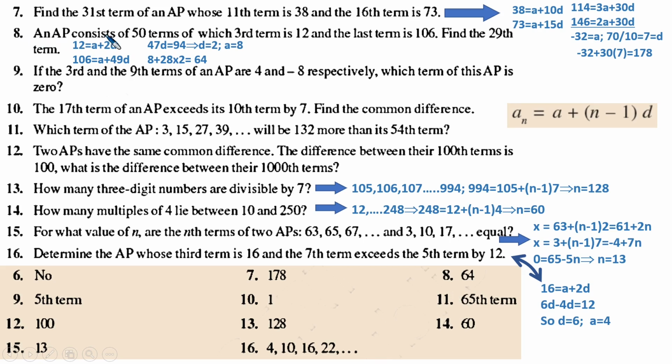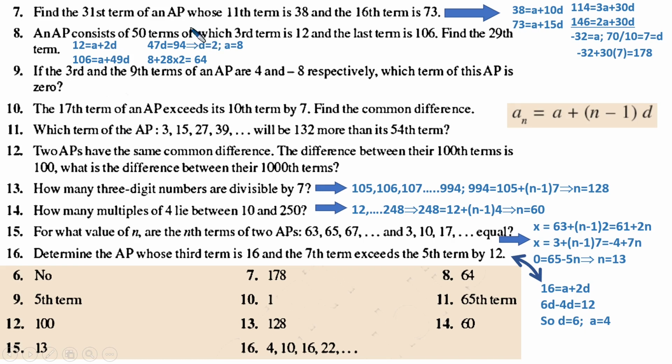Now 8: an AP consists of 50 terms, of which the third term is 12 and the last term is 100. Find the 29th term. So what is given? The third term is 12. The third term will be a plus (n minus 1)d, that is 3 minus 1, which is 2d.